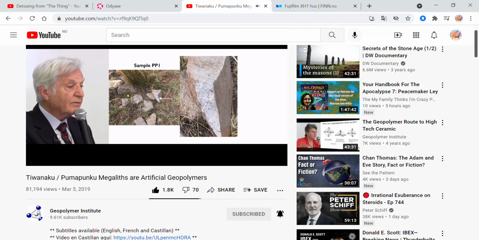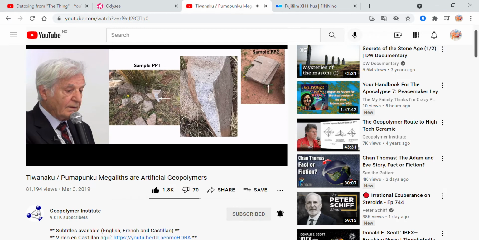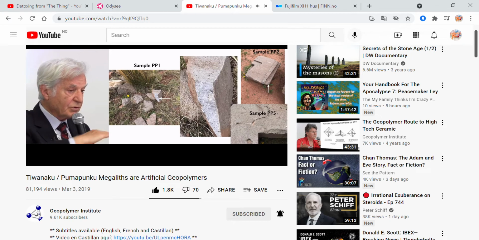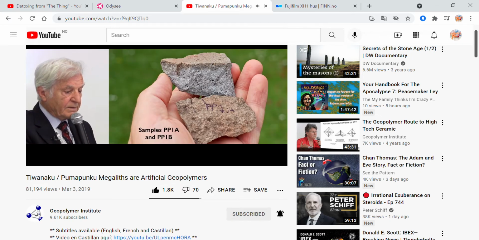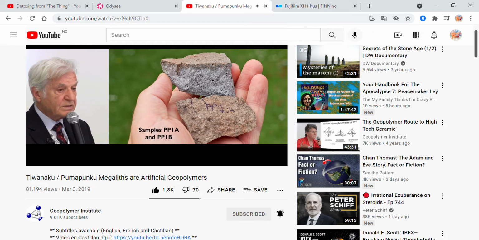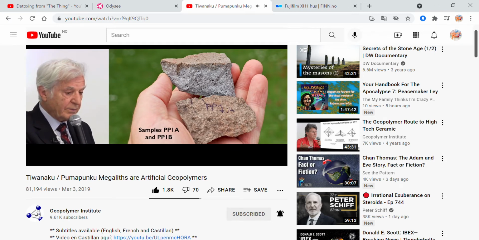We were able to have our samples. This is the sample PP1. This is where we took the sample PP2, and this is where we took our sample PP5 on the surface of a laying block. Now, the most important are the samples PP1 and PP1B, and we broke some pieces for the SEM examination.